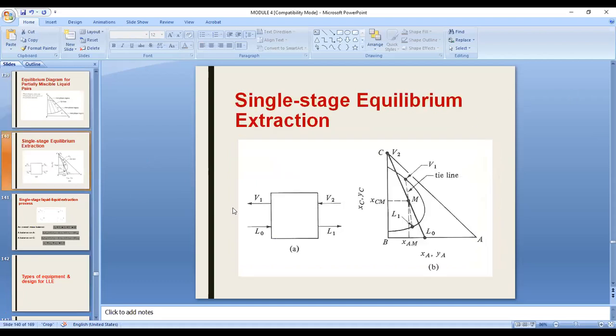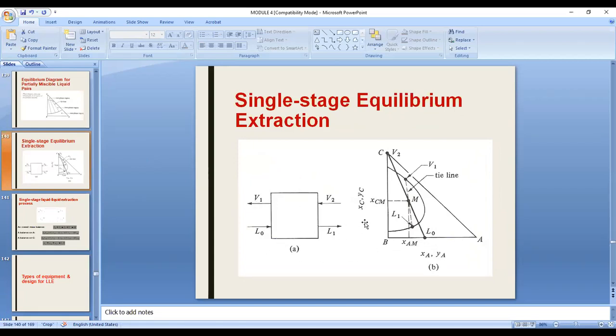Now, if we have a single extraction system, if it's Coulson and Richardson that we're referring to, we're using the L0, B sub n plus 1, B1, and L1 representation.